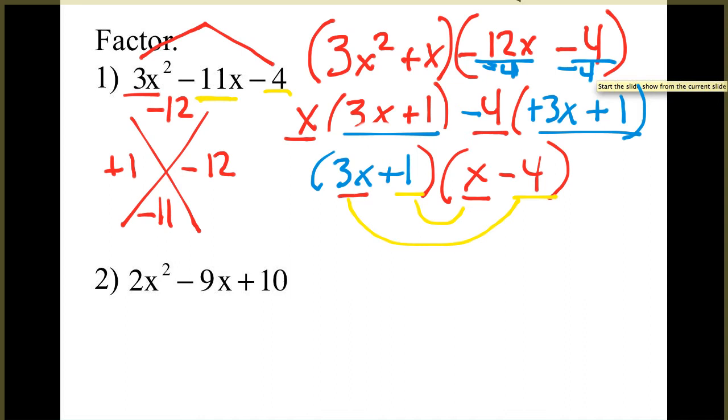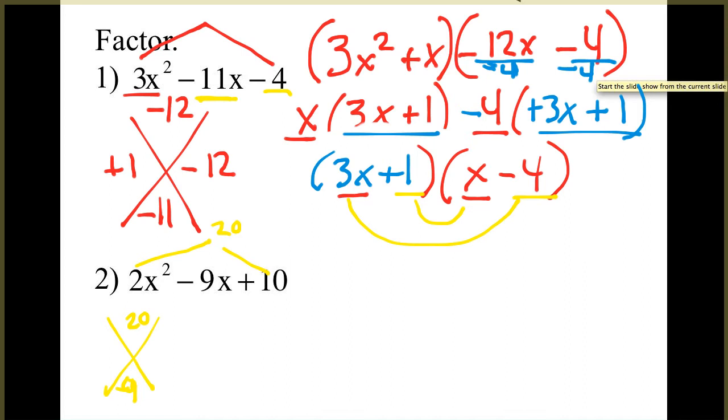All right, so now let's move on to the next one. Take a minute. What do you think you'd do first? That's right. You multiply the first and the last coefficient, 2 times 10, and that becomes 20. And it's positive 20. And I need to know what adds to negative 9. Why don't you stop the recording and see if you can do this one on your own. Now check your work.